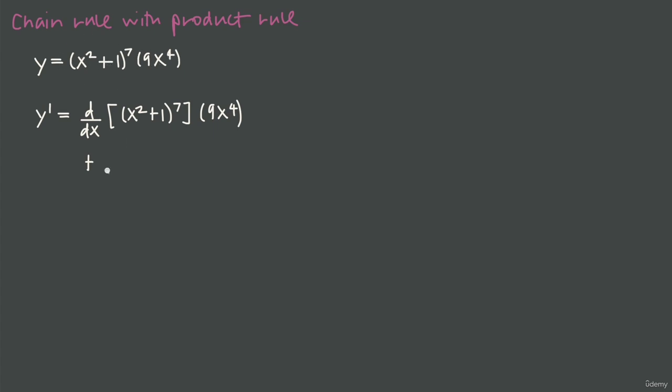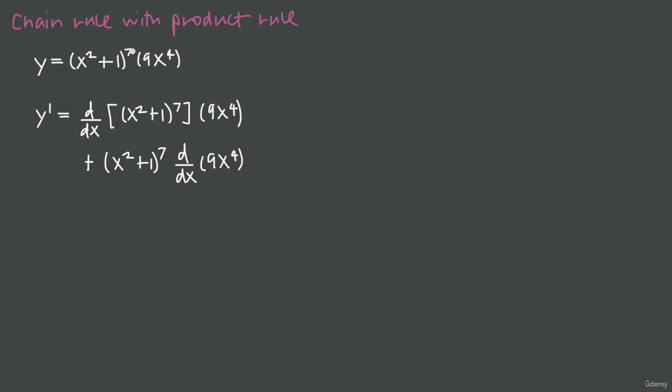So if we leave this term alone, we just say x squared plus 1 to the 7, and then we take the derivative of 9x to the 4th. So we're going to say d dx of 9x to the 4. Now we're done using product rule. We have everything laid out for our product rule formula, so we don't have to worry about product rule anymore, and we can just focus on these smaller derivatives. The only derivatives we have left are the derivative of x squared plus 1 to the 7th power, and the derivative of 9x to the 4th.